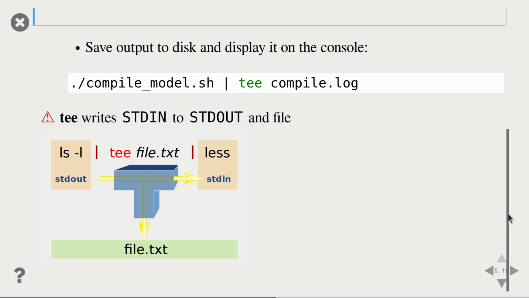Why this is quite important is because when I compile my models, for instance, or if I run simulations, I often want to see the results on screen, but at the same time I also want to store them on file, just in case I want to look it up later on. So it's this tee command that you want to use in these cases.